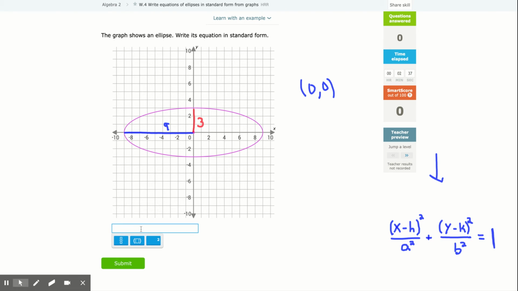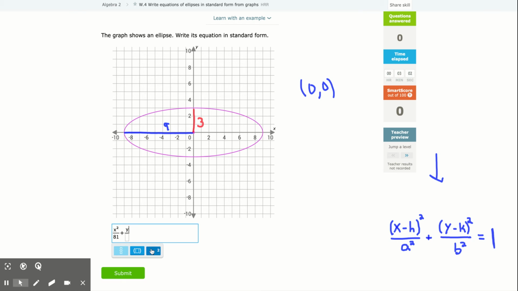So when you go to type it in, you're going to type in a fraction. You're going to do x squared, because we don't need parentheses because there's no shift in the center. And then the a, which is 9 squared, is 81. Always plus. Then we do another fraction. We do our y minus k squared, but k is 0, so we don't need to do that. So it's y squared over our b value squared. B is 3, 3 squared is 9, and it's always equal to 1.